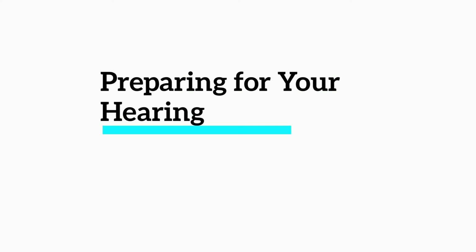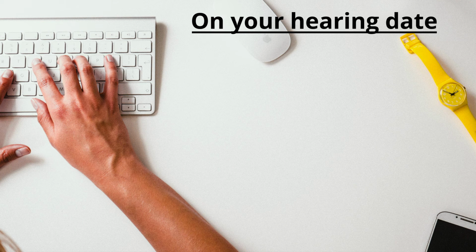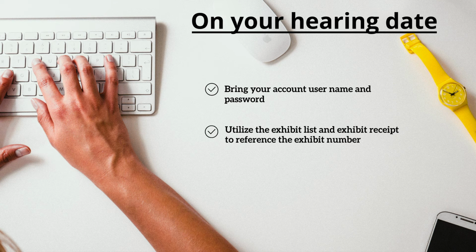After you have finished uploading your exhibits to the Electronic Evidence portal, printing out your exhibit receipt and exhibit list, and sharing the exhibits with the opposing party as necessary, the next step is to prepare for your hearing date. On the hearing date, bring your account, username, and password in case you need to access the portal in the courtroom. Utilize the exhibit list and exhibit receipt to reference the assigned exhibit number for your evidence during your hearing.